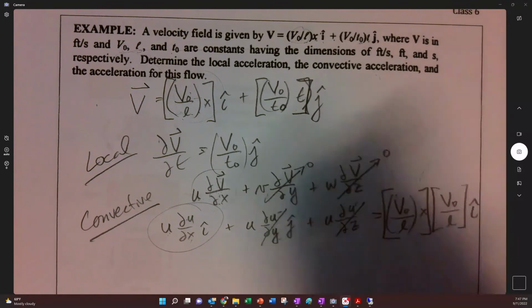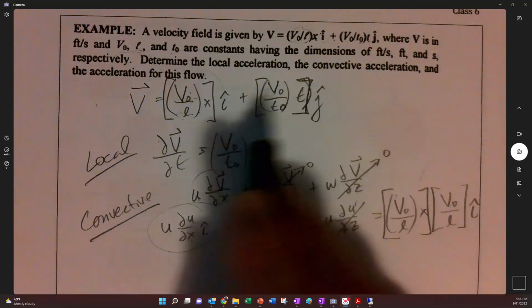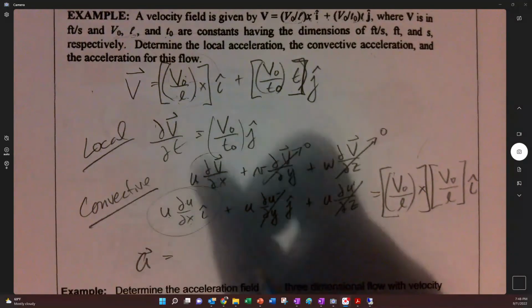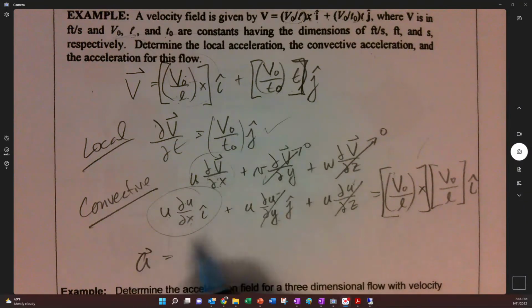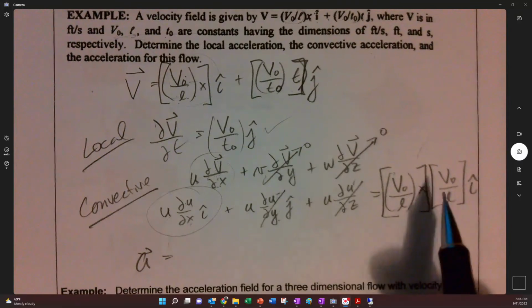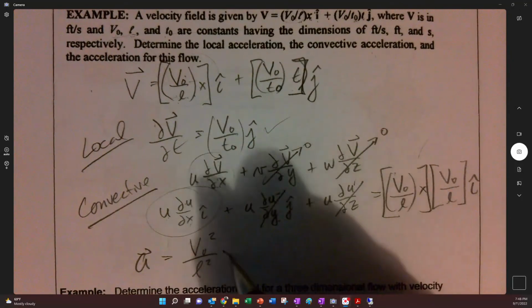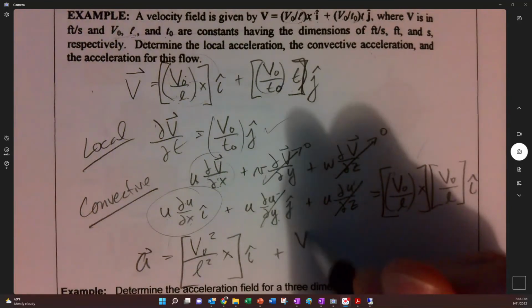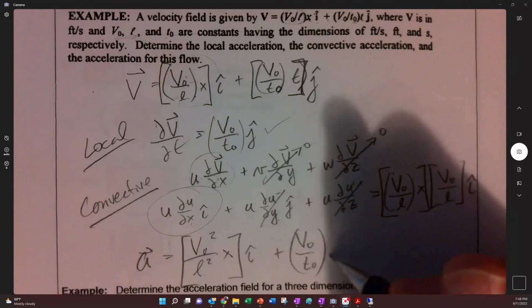And that's going to be in the I frame. So we could say that the total acceleration that we're trying to find up above is going to be made up of two parts. One of them is the local, this is J, so I'm going to do things in order of I and J. And this one right here is going to be V0 squared over L squared times X I plus V0 over T J.